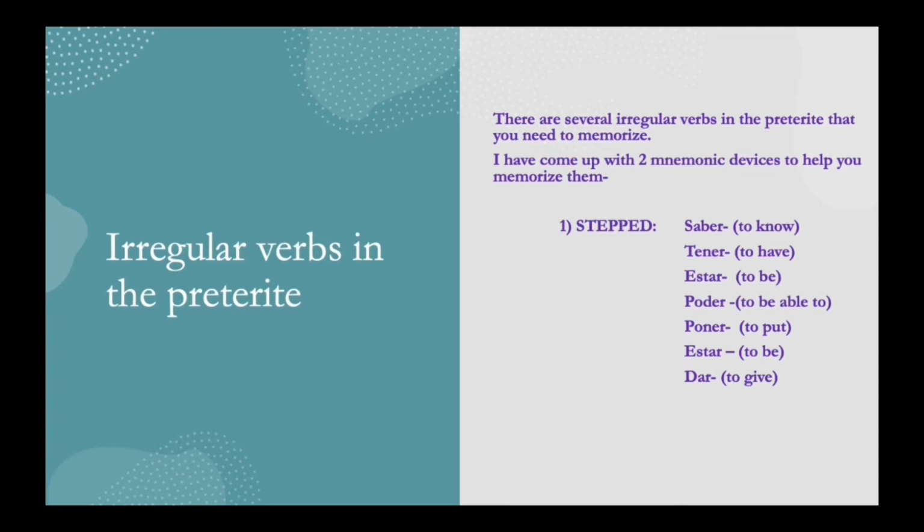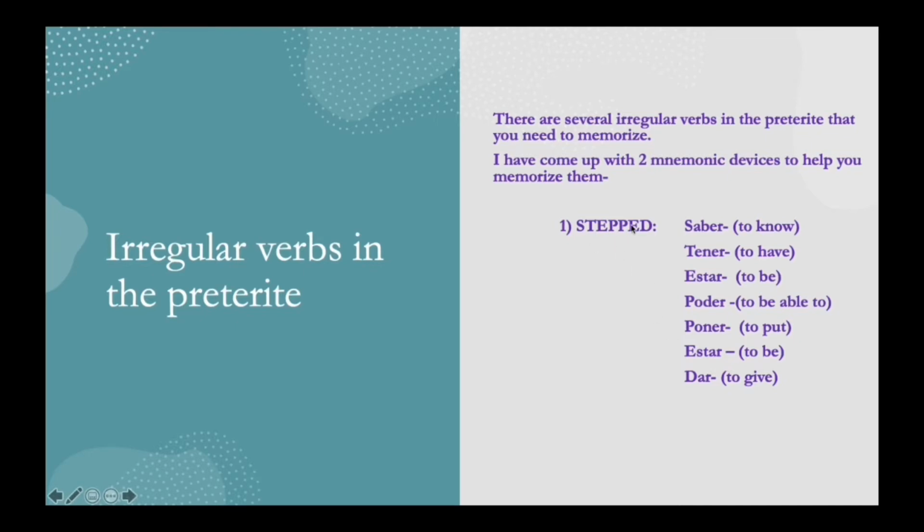Today in this video we're going to talk about irregular verbs in the preterite tense. There are several verbs that are irregular in the preterite tense. Therefore, I came up with two mnemonic devices to help you. The first one is stepped.